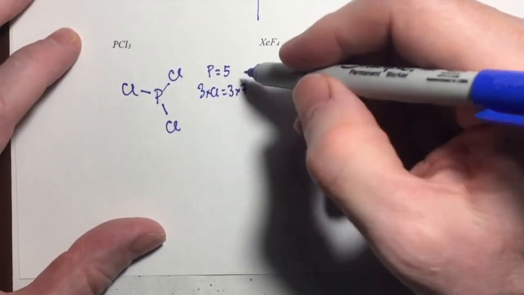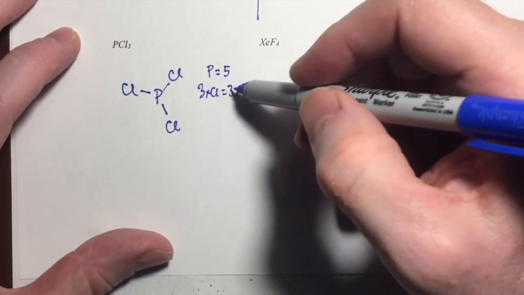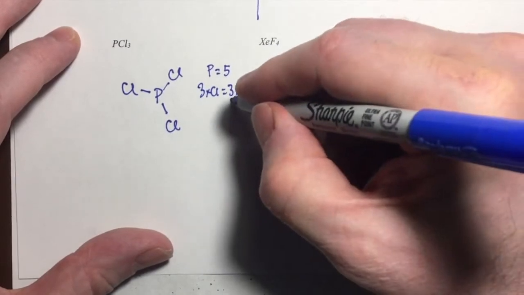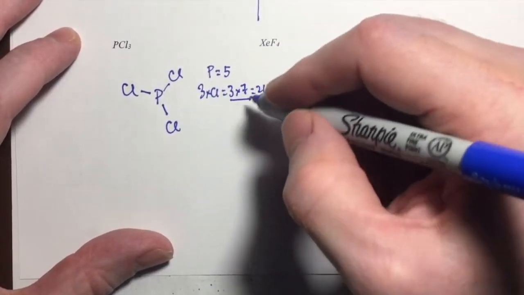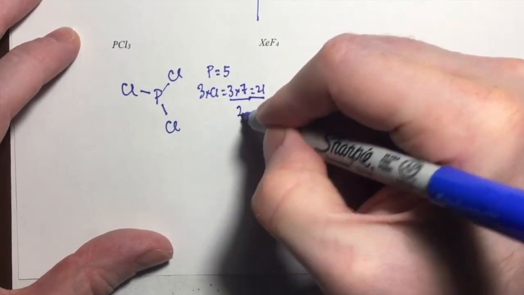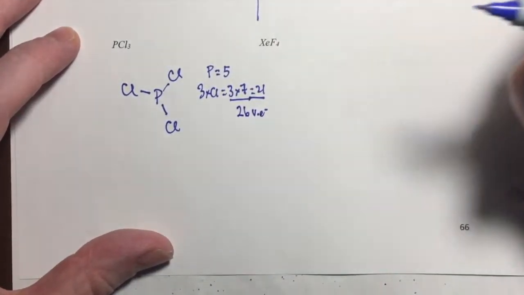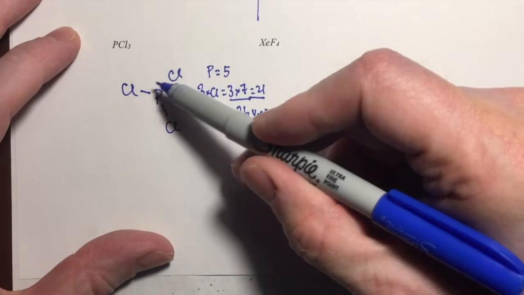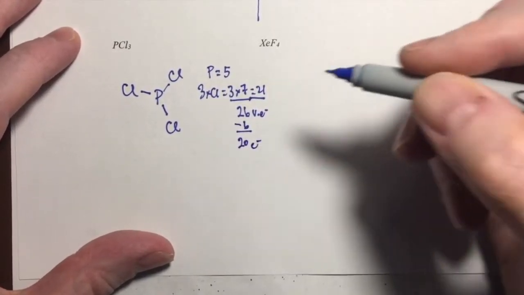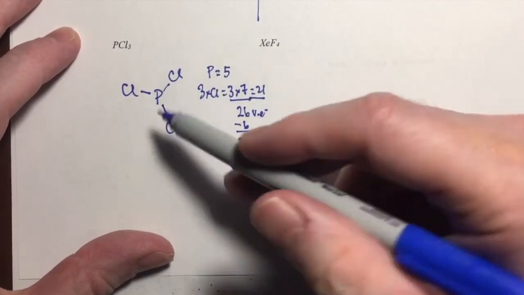There's the skeleton. Now I calculate the valence electrons. Phosphorus has 5, 3 chlorines of 7 each. So the total, there's no ion that has to be considered here. The total here, 5 and 21 is 26, minus the 2, 4, 6 that I've already used. Leaves me 20 electrons that now have to be distributed.